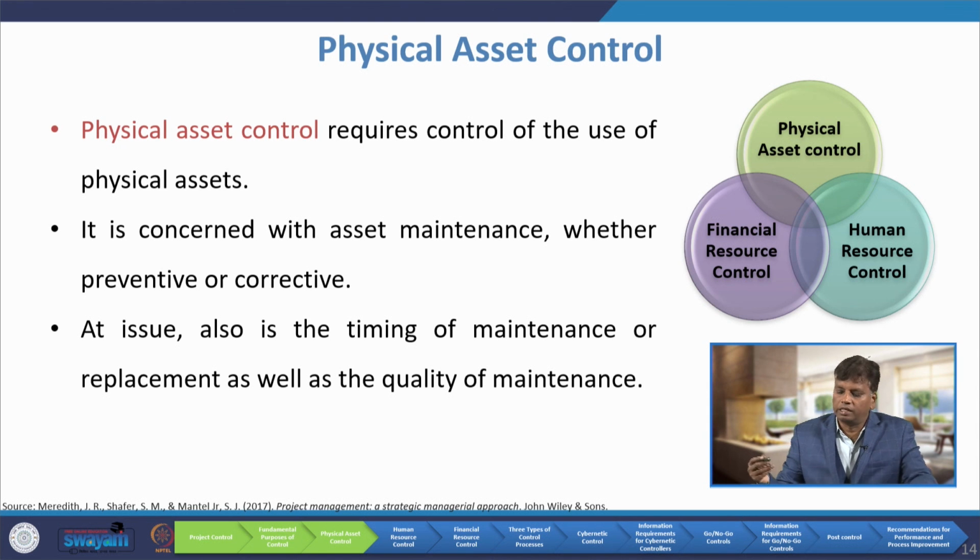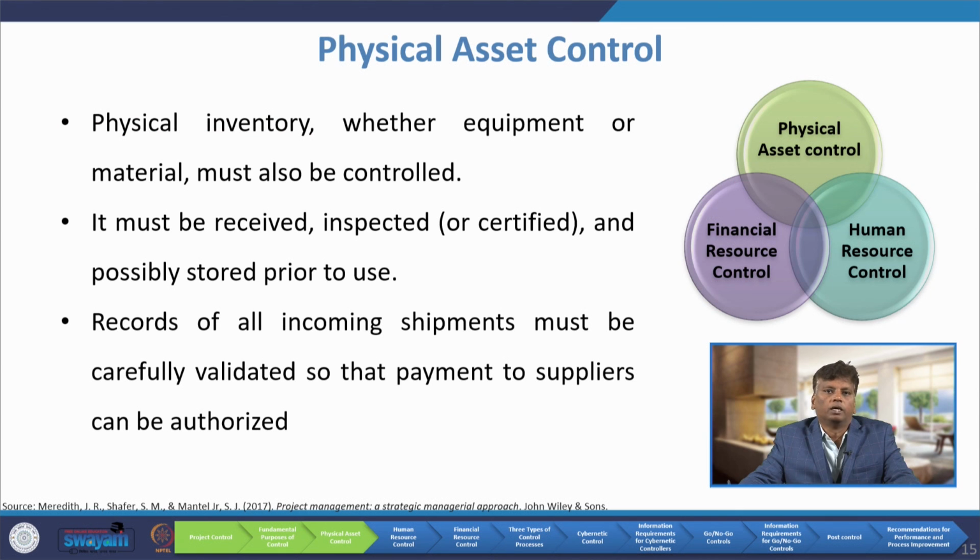At issue also is the timing of the maintenance or replacement, as well as the quality of maintenance. So, as a project manager, he has to control the physical asset, then the human resource, then the financial resource. These three are very important assets a project manager has to control. Physical inventory, whether equipment or material, must be controlled. It must be received, inspected or certified, and possibly stored prior to use. Records of all incoming shipments must be carefully validated, so that payment to suppliers can be authorized.